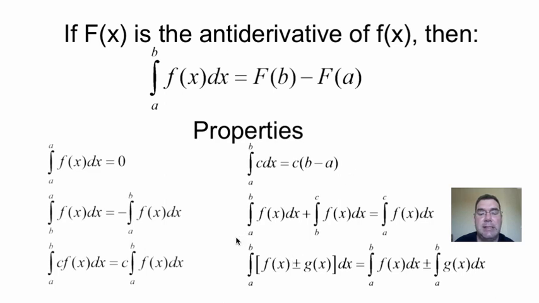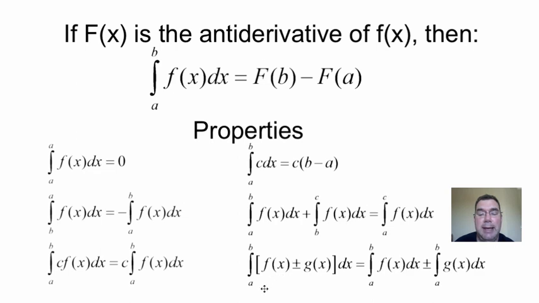Then this property says if I take the area going from x equals a to x equals b, and then I add on the area from x equals b to x equals c, that's the same thing as taking the entire area from a to c.